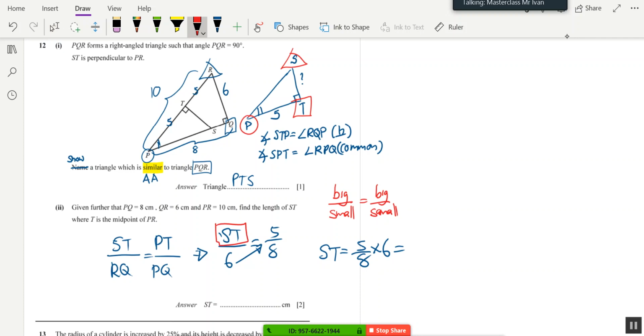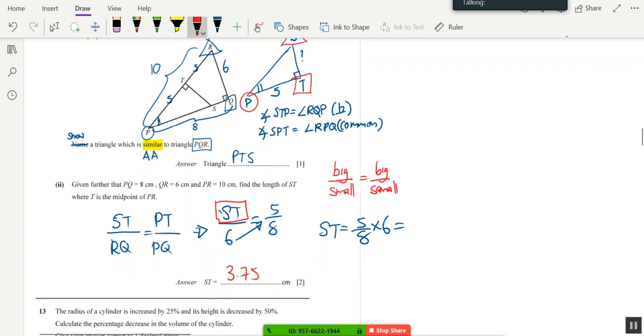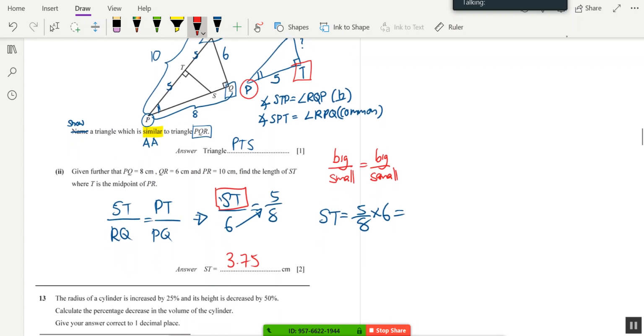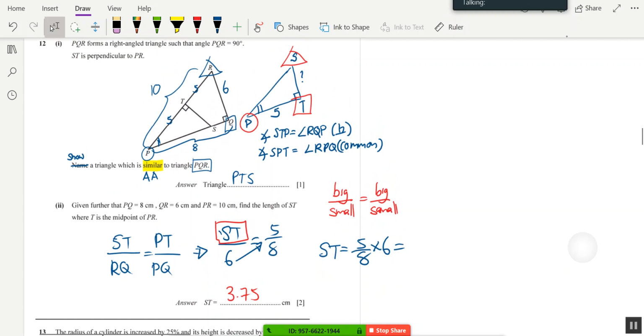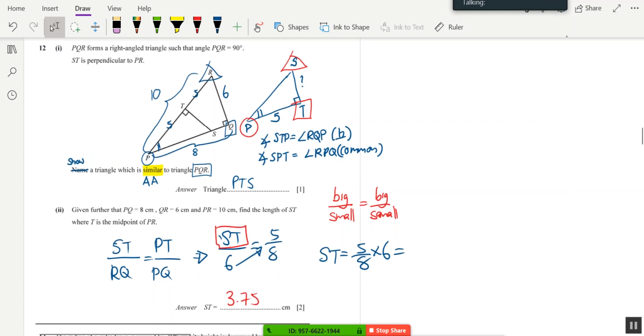Understand? This is the technique I always tell you during the sine rule, cosine rule. Remember? Don't need to cross multiply because ST is the only one that you need. So just times the 6 up can already. If not, you still need to bring it back down again. That would be 3.75. So use the small over big equals to small over big, or the other way around, you won't go wrong, and always remember to draw. Similarity and congruency.